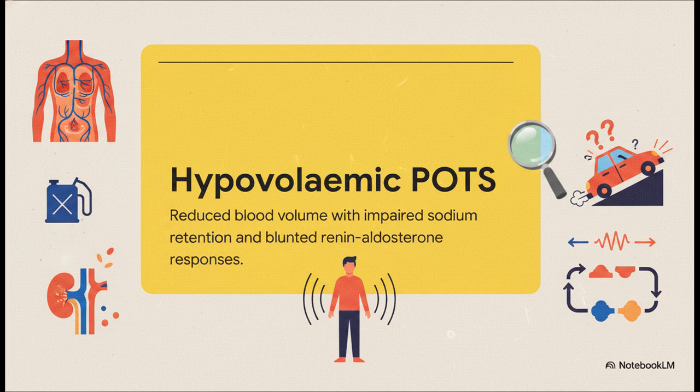These patients have a demonstrably reduced circulating blood volume and impaired renal sodium retention. Plus, they often have these paradoxical, blunted renin-aldosterone responses. Because their central venous pressure is so remarkably low to begin with, that core orthostatic loop we talked about earlier is massively amplified the absolute second they stand up.